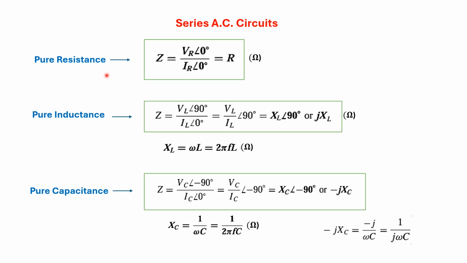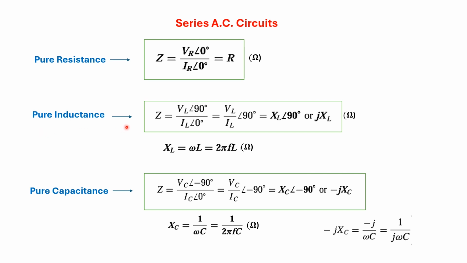This is a summary of impedance obtained for a purely resistive, purely inductive, and purely capacitive circuit. For a pure resistance circuit, the impedance Z is the ratio of the voltage across it, denoted as VR, divided by the current IR. For a pure resistance, the voltage and current phasors are in phase, that is, the phase difference is 0, and this ratio is equal to R. The unit will be ohms.